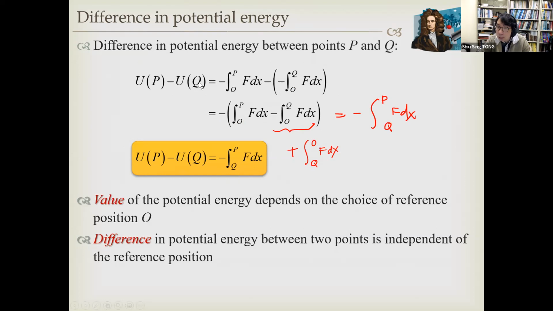Now you see the reference position disappears. So the value of the potential energy depends on the choice of the reference position O. If you choose a different reference position, you get a different value for the potential energy. But if you are interested in the potential energy difference between 2 points, that is independent of the reference position. And I will let you see that it is the potential energy difference that matters. It is not the absolute value of the potential energy. It is the difference in potential energy between 2 points that matters. Now, why?